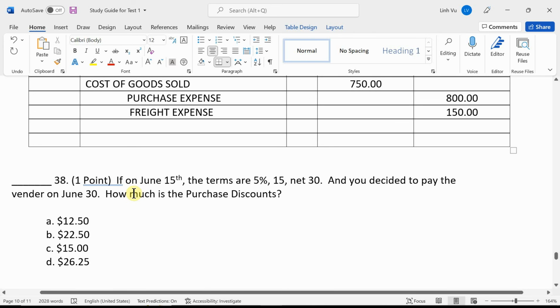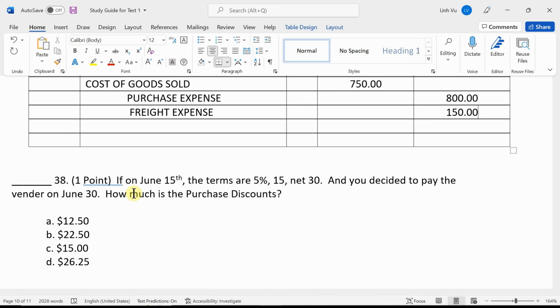If on June 15, if the terms were 5% 15 net 30, and you decided to pay the vendor, okay, on June 30th, how much is the purchase discount? Okay. So in this case, I'm not testing you on the discounts, returns, and allowances for both purchases and sales on the actual inventory worksheet itself, but I am going to test you on any of the questions, right?